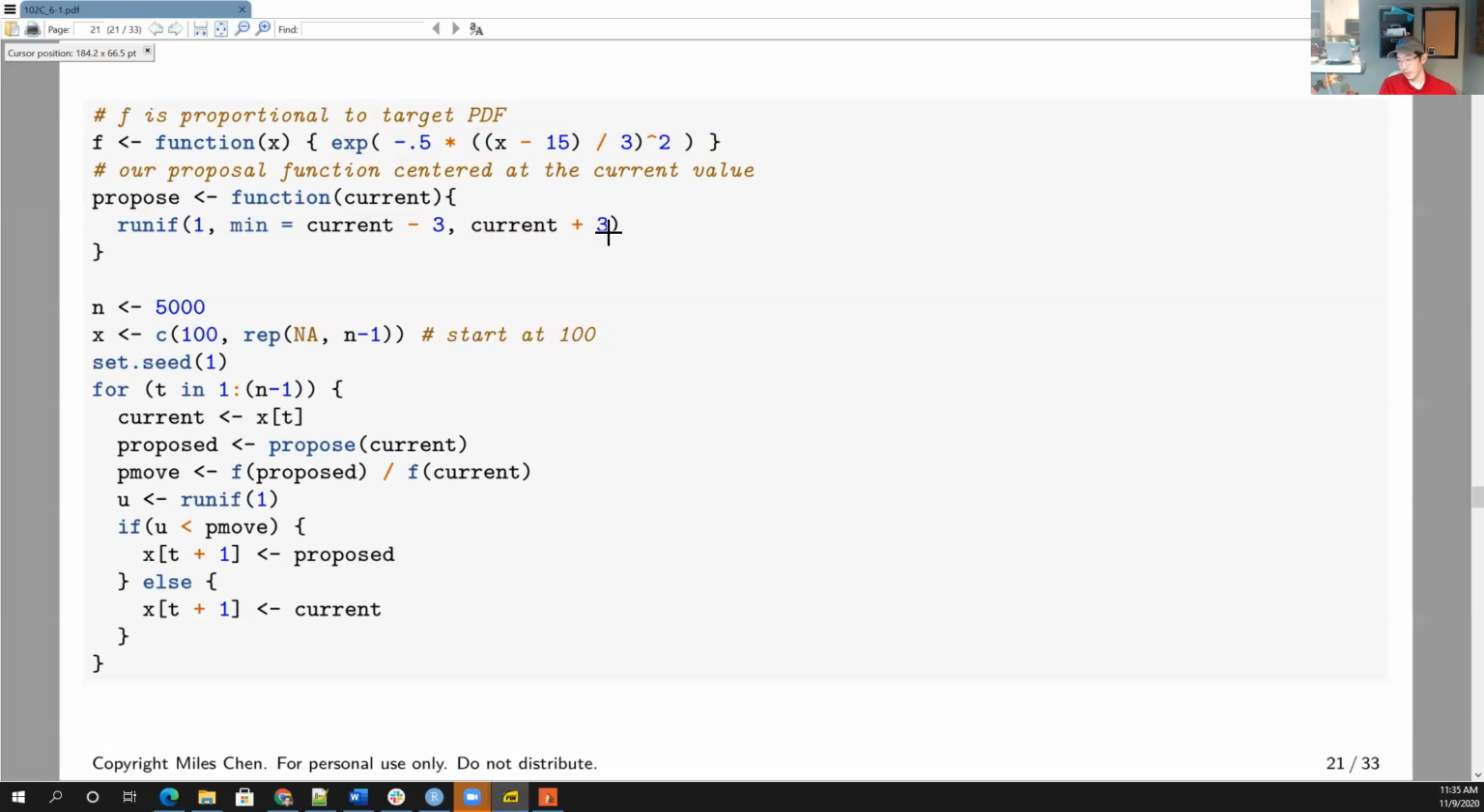Then I just run the same Metropolis algorithm. This code is the same as before. We take x at time t as our current value. We propose a value based on our current value. I calculate f at the proposed location and f at the current location to get my p move, and then I either accept or reject that proposed value based on a random uniform value. Here I'm starting off at 100, which is a terrible location. I'm going to generate 5,000 samples.